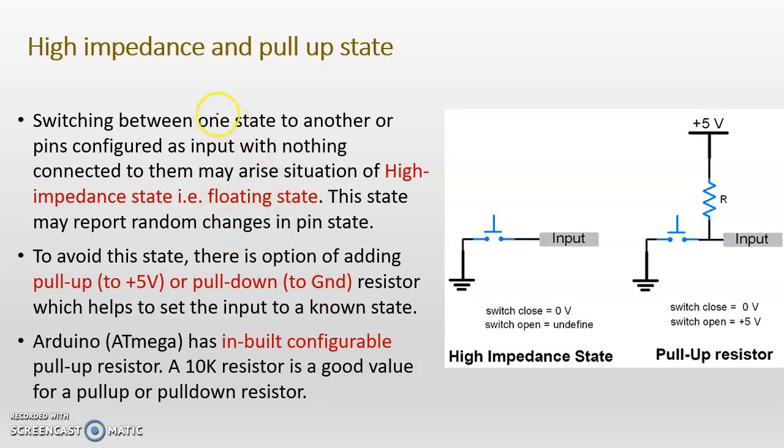The next part in this GPIO is the important part, the high impedance and pull-up state. Whenever we want to switch from one state to another, or if we want to configure a pin as an input pin with nothing connected to it, a situation arises called the high impedance state, also called the floating state. So this is the diagram here. This state may report a random change in pin state.